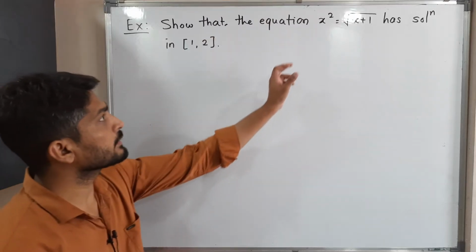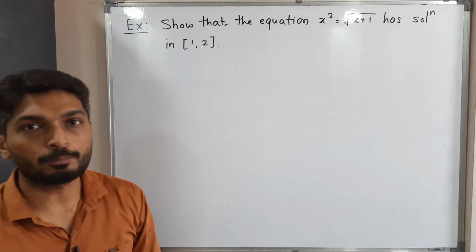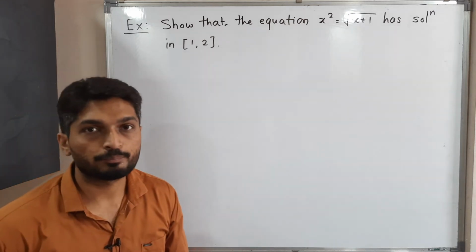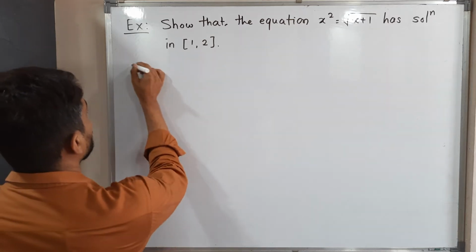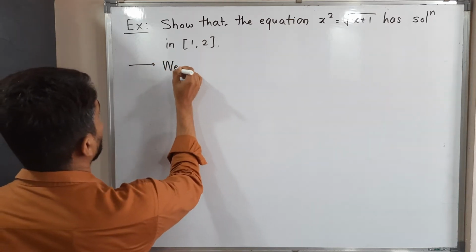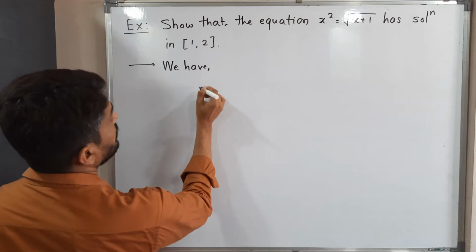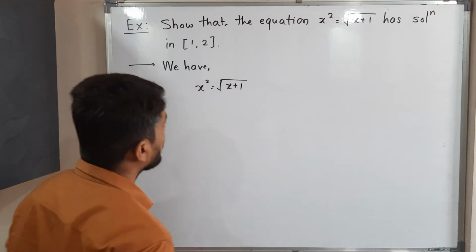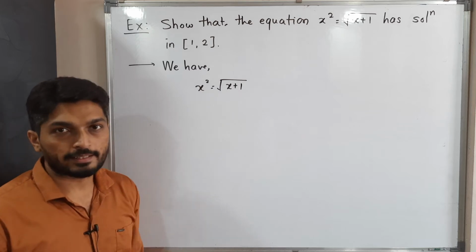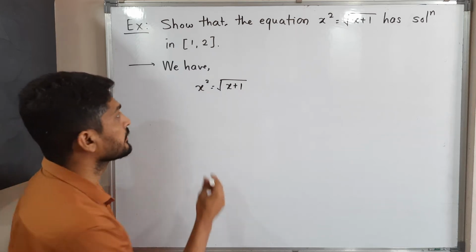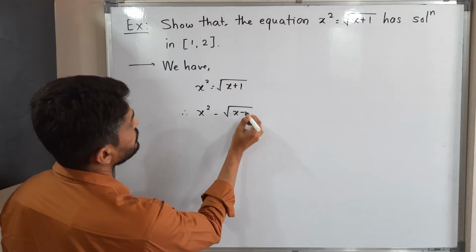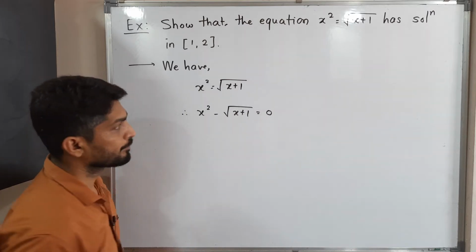So in this example we have this equation and we have to prove that it has a solution in this interval 1 comma 2. So let me write the given equation. We have x square is equal to root x plus 1. I will take all terms on the left hand side, so we'll have 0 on the right hand side. Therefore x square minus root x plus 1 is equal to 0.